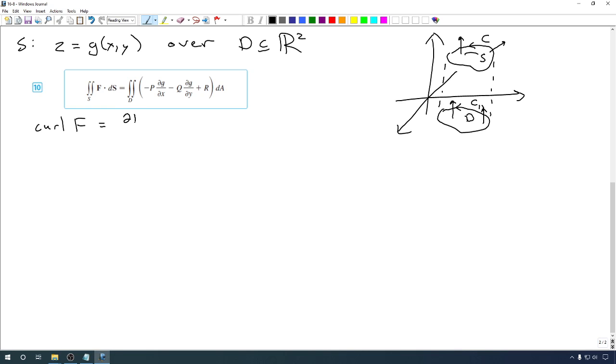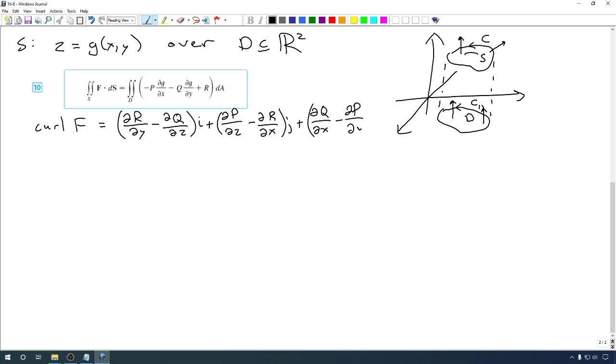Recall that the curl of F, where F is Pi plus Qj plus Rk, has the form of the partial of R with respect to y minus partial Q with respect to z times i. That's our i component. Our j component, we have partial of P with respect to z minus partial of R with respect to x. And then finally, our k component, this is the one that we see in Green's theorem, is partial of Q with respect to x minus partial of P with respect to y times k.